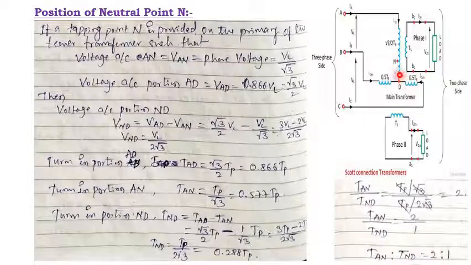So what is the turns ratio here? The primary of the teaser transformer turns ratio is 2:1. So this is the turns ratio of the primary, if the neutral point is placed here. So the turns ratio of the teaser transformer primary is 2:1.